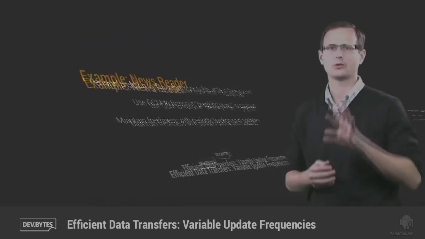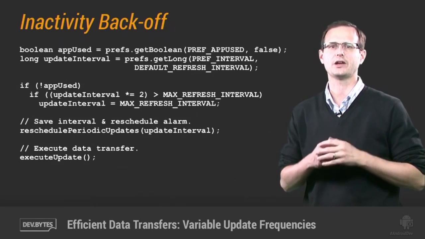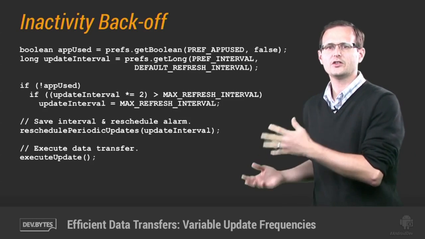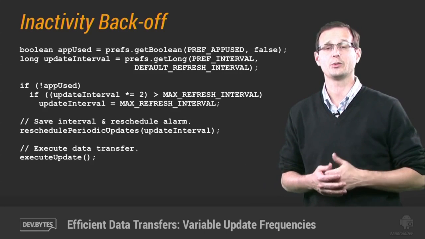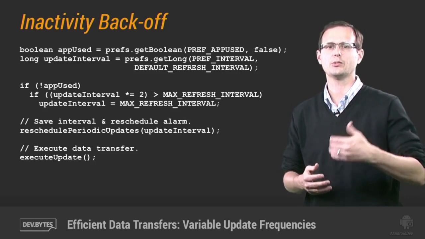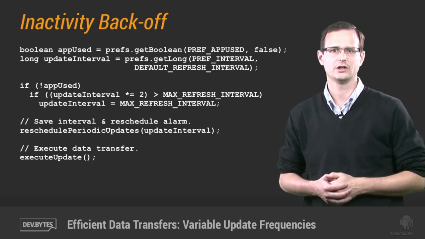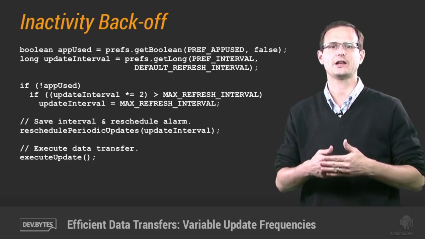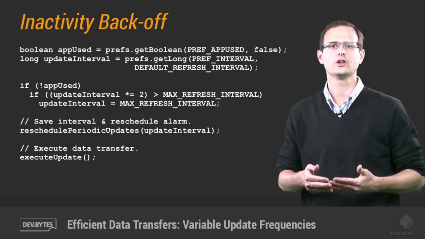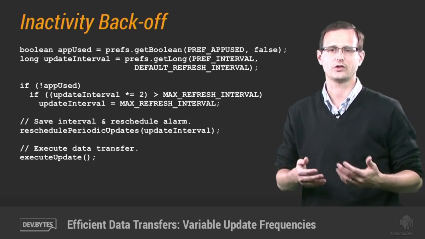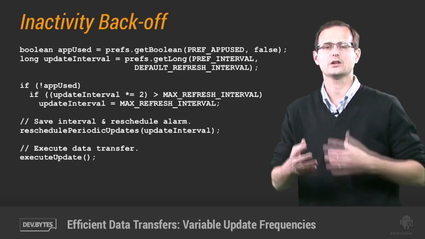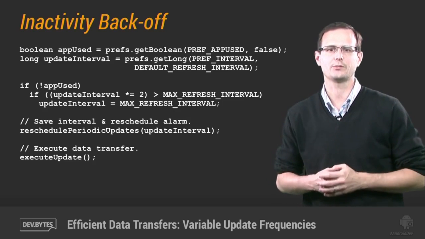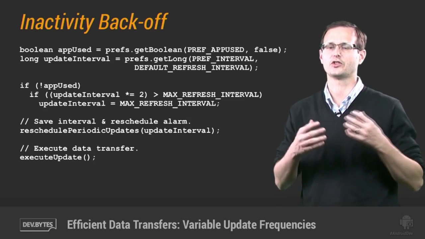Now, you can mitigate this by reducing the background update frequency based on the recency of app usage. In this snippet, we check to see if the app has been opened since the last time we performed a refresh. If not, we double the period between refreshes. Now, each time the app is opened, we reset that counter, so as a result, your app has fresher data for regular users, while those who open the app only once a day or once a week are saved the resulting battery drain.